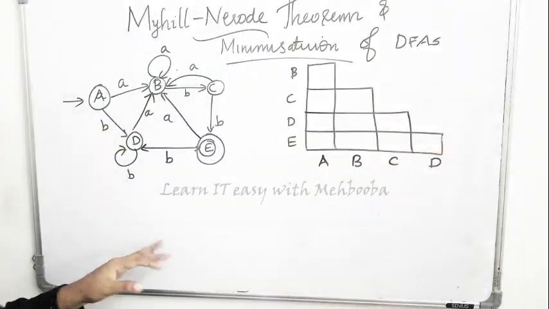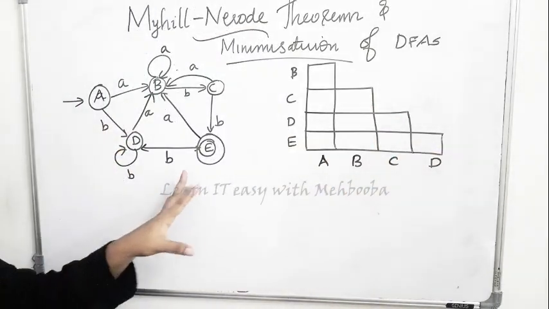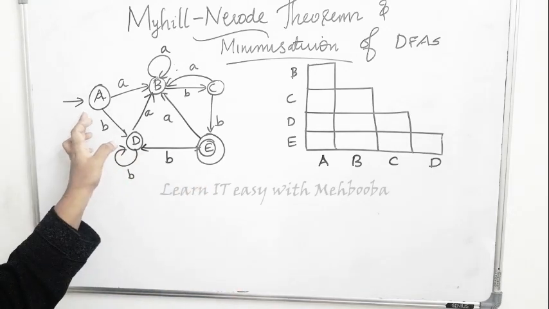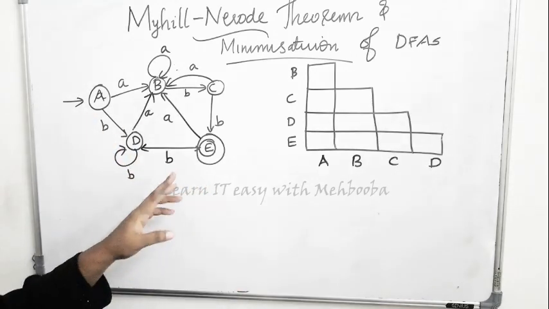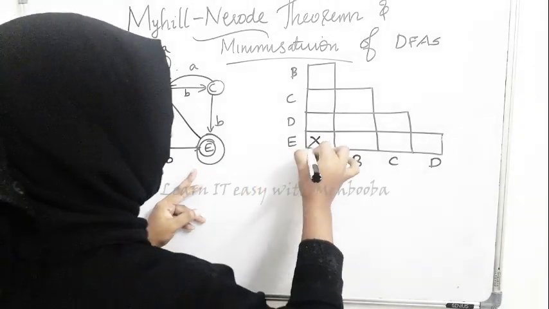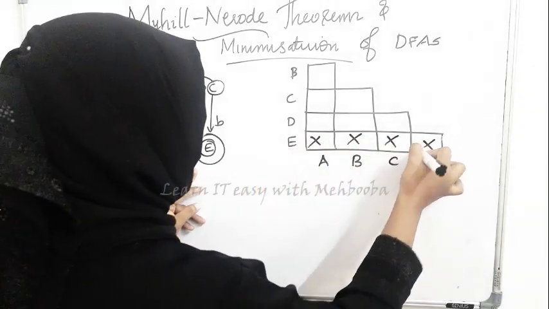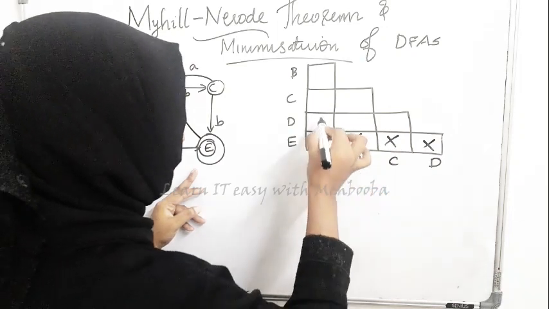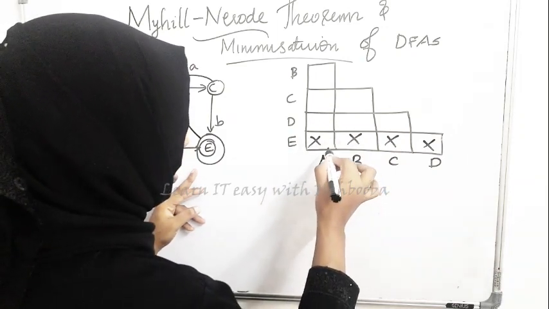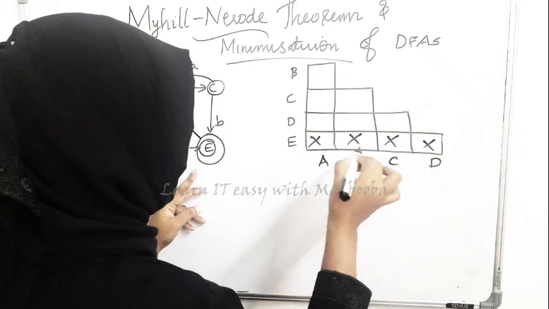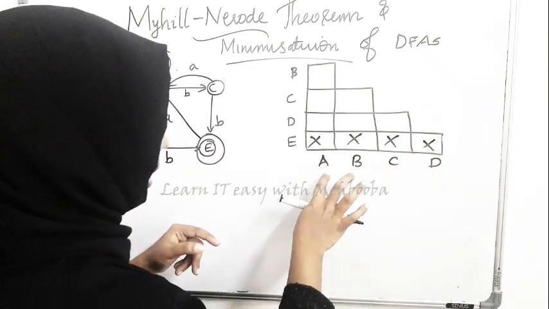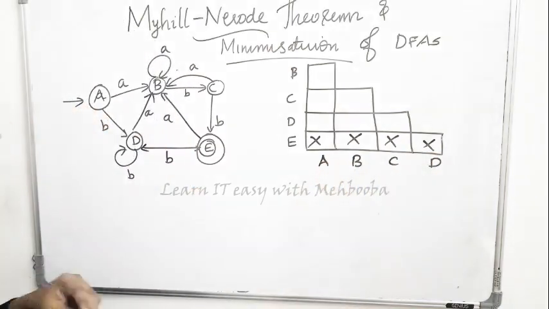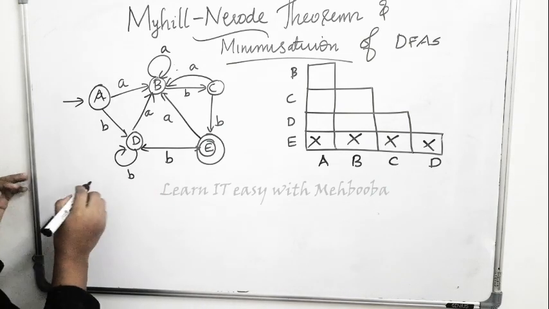Yeah, that's it. Now we have to check for the mapping. So a final state can never be equivalent to a non-final state. So no state can be equivalent to E, because E is the final state and all the others are non-final states. E cannot be equal to any of the states. Now E cannot be equal to A, B, C, D or E.